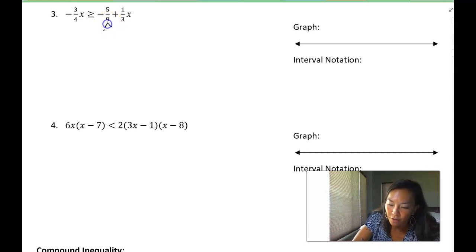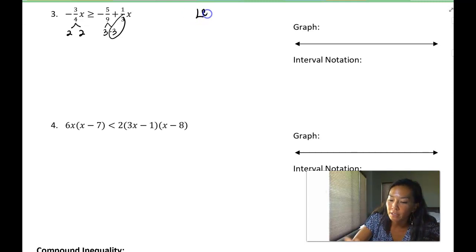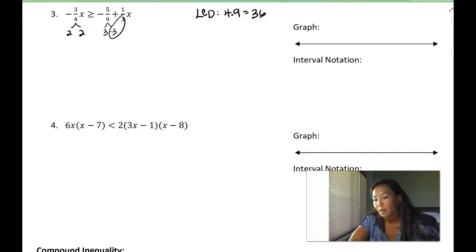Now, the 9 has factors 3 and 3. So you see how this is an overlapping factor of 3? But if we look at the 4, we have factors 2 and 2 that has no overlapping factors. So really, my LCD, my least common denominator, is going to be 4 times 9, which is 36. Okay? If there's no overlapping factors, you just multiply together. But I don't have to multiply by another 3 because the 9 has a 3.